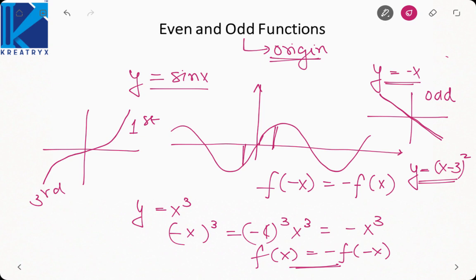So remember, if you are given the mathematical form of a function, that is a formula, you can check by applying the condition f of minus x. If it turns out to be f of x, it is an even function. If it turns out to be negative of f of x, then it is an odd function. Otherwise, if you are given a graph, then you can check the symmetry about the y-axis. If it is symmetrical about the y-axis, even function. If it is symmetrical about the origin, then it is an odd function.